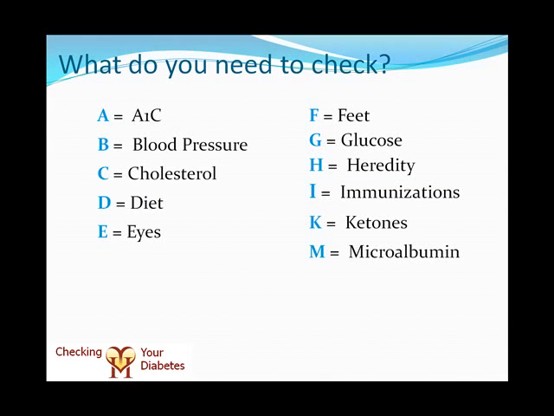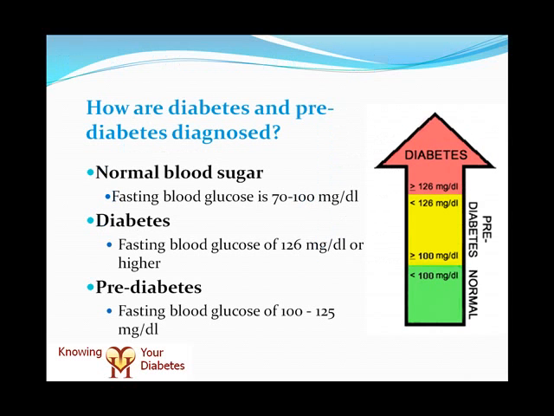A is for A1C, or your hemoglobin A1C. B is for blood pressure. C is your cholesterol, and as we'll see, there's more to it than just your cholesterol. D is your diet. E is for eyes. F is your feet. G is glucose. H is your heredity. I is for immunizations. K is for ketones. And M is for microalbumin, which checks your kidney function.